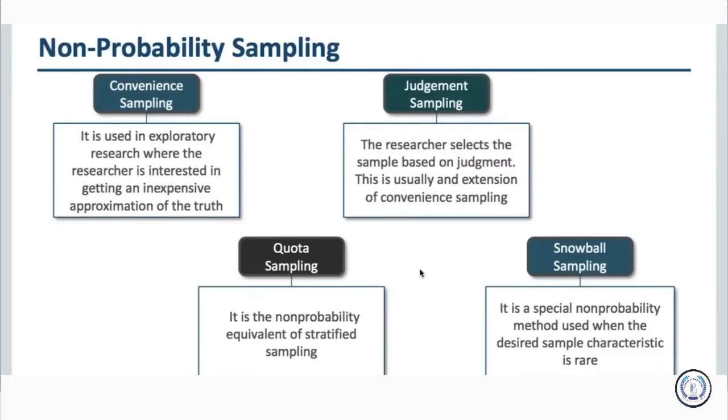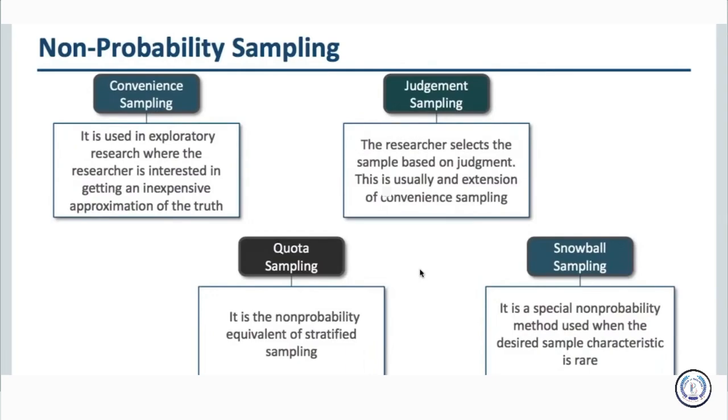Then we have quota. In this one, the researcher ensures equal or proportionate representation of the subjects, depending on which trait is considered the basis of the quota. Let's say you're talking about college students, so the college year level can be considered your quota, so that we can divide into first year, second year, third year, fourth year, things like that. That is called quota sampling.